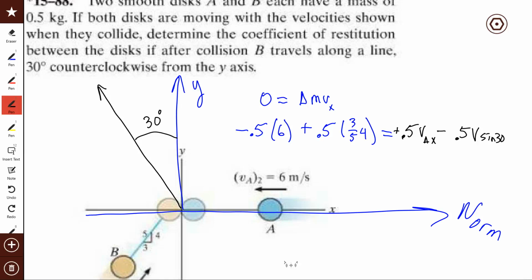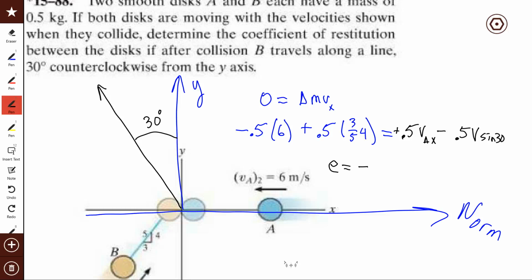How many unknowns? 2. How many equations? 1. I need another equation. Okay, where am I going to get it? Oh, coefficient of restitution. Coefficient of restitution equals, it's a negative, don't forget that negative, the velocity of departure divided by the velocity of approach. What that means is it's B minus A over A minus B.